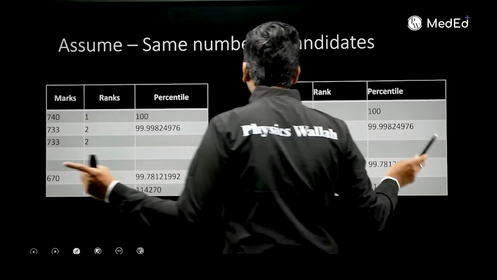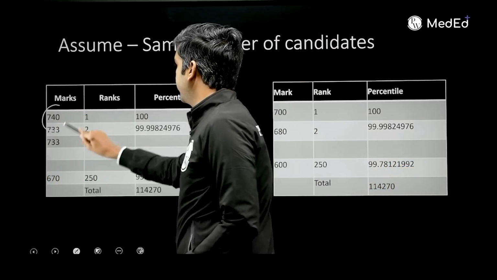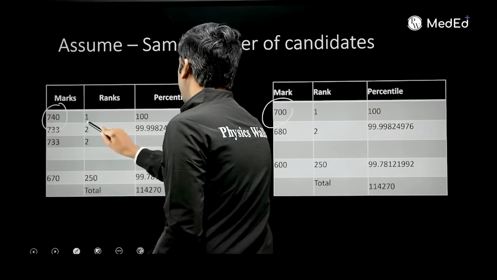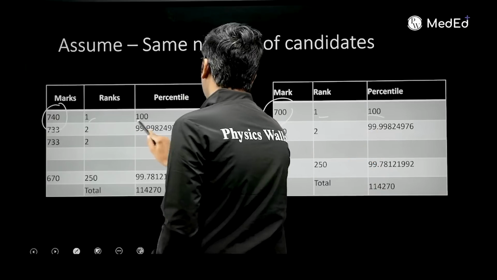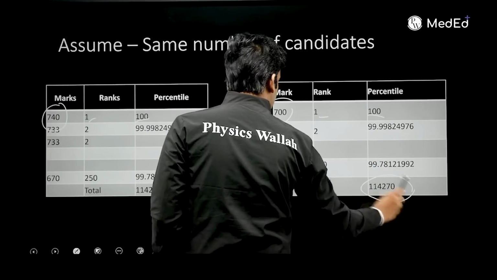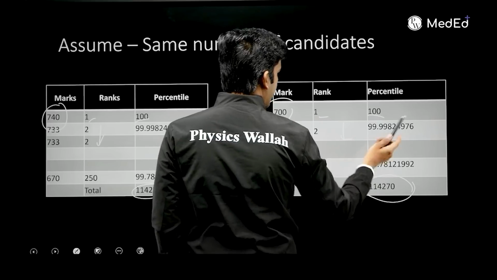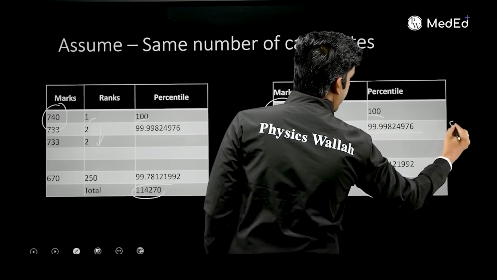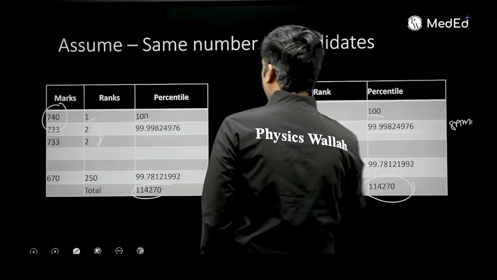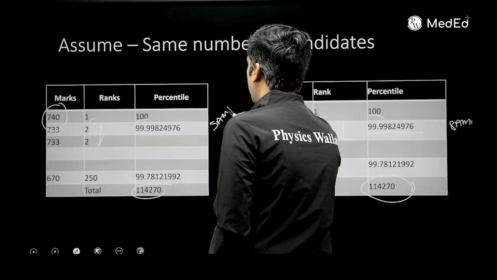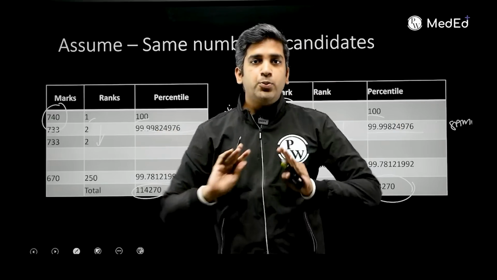Look at this. Both are the same table, right? Same 740, same 700, same rank 1, 100%, 100%. But when I make the number of candidates equal, the second rank percentile is the same. It won't alter. It is the same here also. It won't alter, right? I hope you understood here.